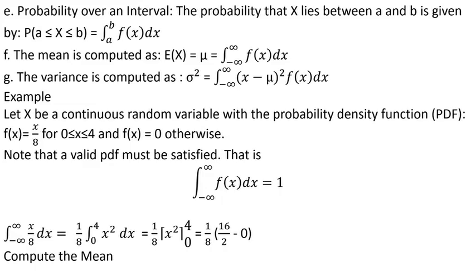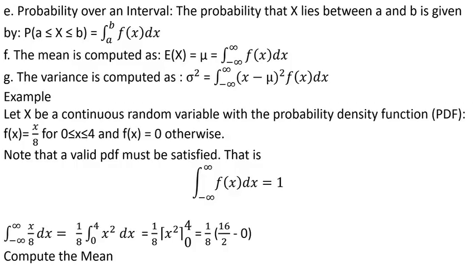Another property, probability over an interval. That is the probability that x lies between a and b. The probability of a less than or equal to x less than or equal to b is given by the integral, where our x ranges from a to b, of f of x dx.